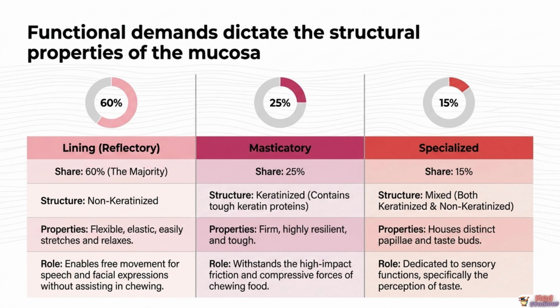One of the most high-yield topics for your dental histology exams is the functional classification of oral mucosa into 3 types. And the key principle to remember is this: structure always follows function. The first and most widespread type is the lining mucosa, also called reflectory mucosa, which covers approximately 60% of the oral cavity surface area.